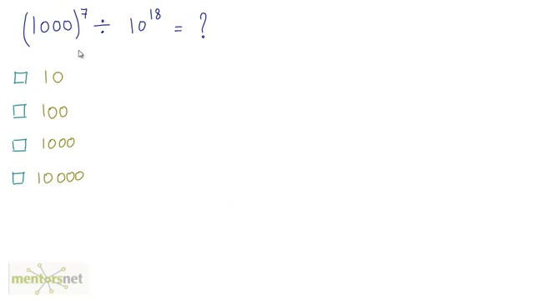This one is also easy. This is the final question. What could be the answer? Well, you can always use this formula, a raised to m upon a raised to n is equal to a raised to m minus n. So you have 1000 raised to 7 upon 10 raised to 18, but you cannot directly use this formula because this number a should be same in the numerator and denominator, but we have 1000 in the numerator and 10 in the denominator. Well, we can convert this.